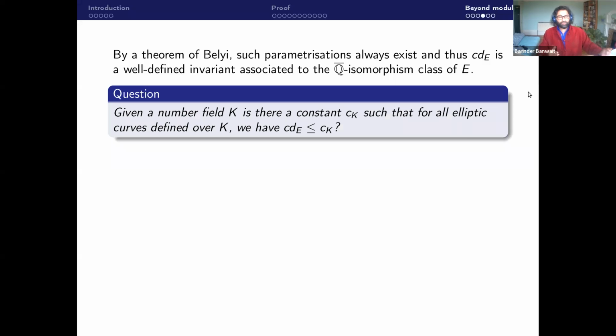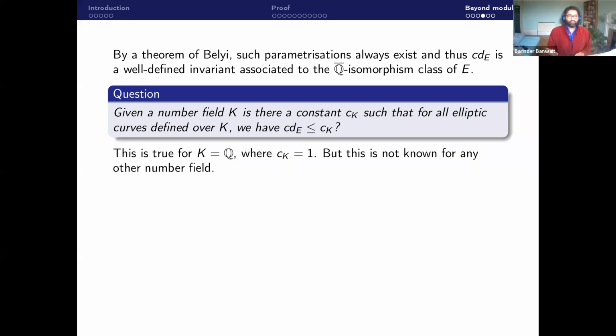And so this was one of the two questions that Khare posed about this congruence defect. If you fix a number field K, is there a constant C_K such that as you vary over all elliptic curves over K, this congruence defect is uniformly bounded by this constant C_K? In the basic case of K equals Q, this is true by modularity. And indeed, it's just one, because we know that we have modularity in the congruence sense, not just in this Belyi uniformization sense. But this is open for every other number field.